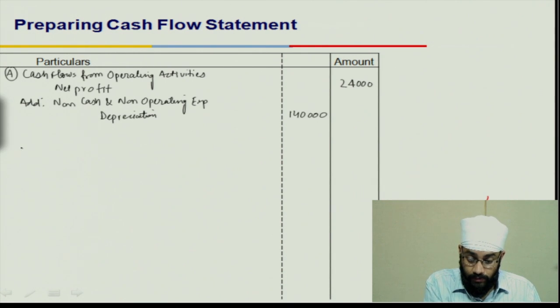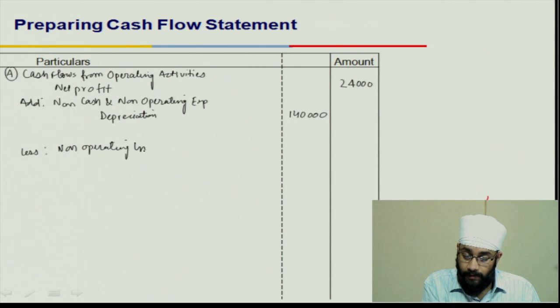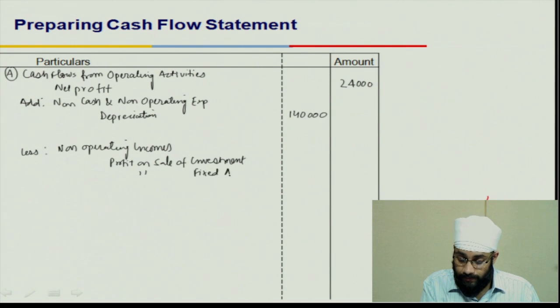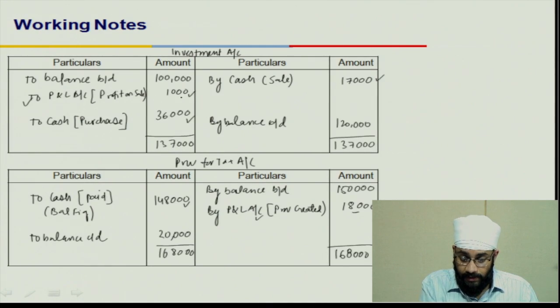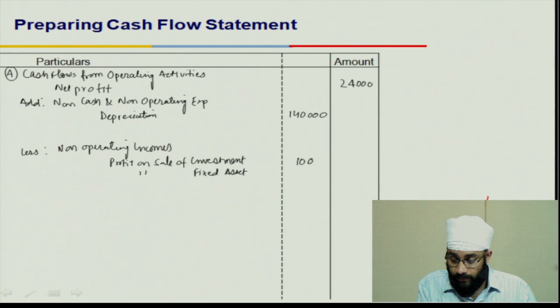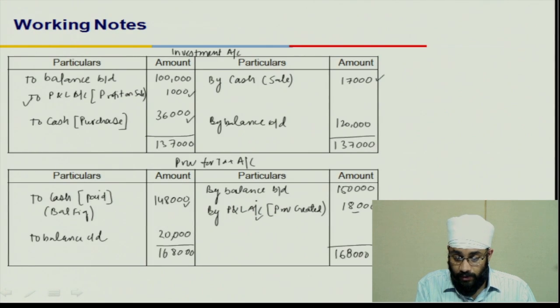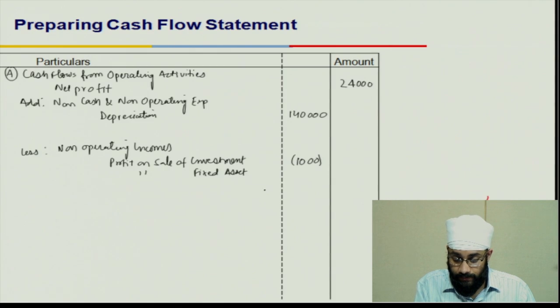So we are going to say less non-operating incomes. So under non-operating income you have profit on sale of investment and profit on sale of fixed asset as well. So profit on sale of investment is 1000. This needs to be deducted. And profit on sale of fixed asset is 4000, which needs to be deducted.